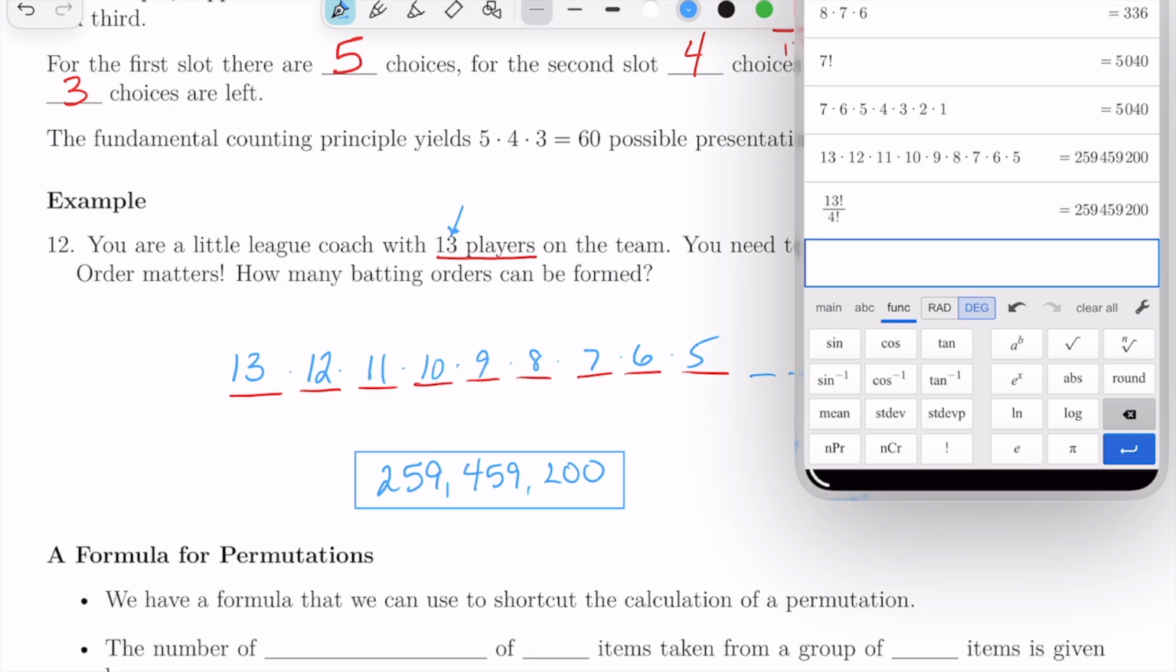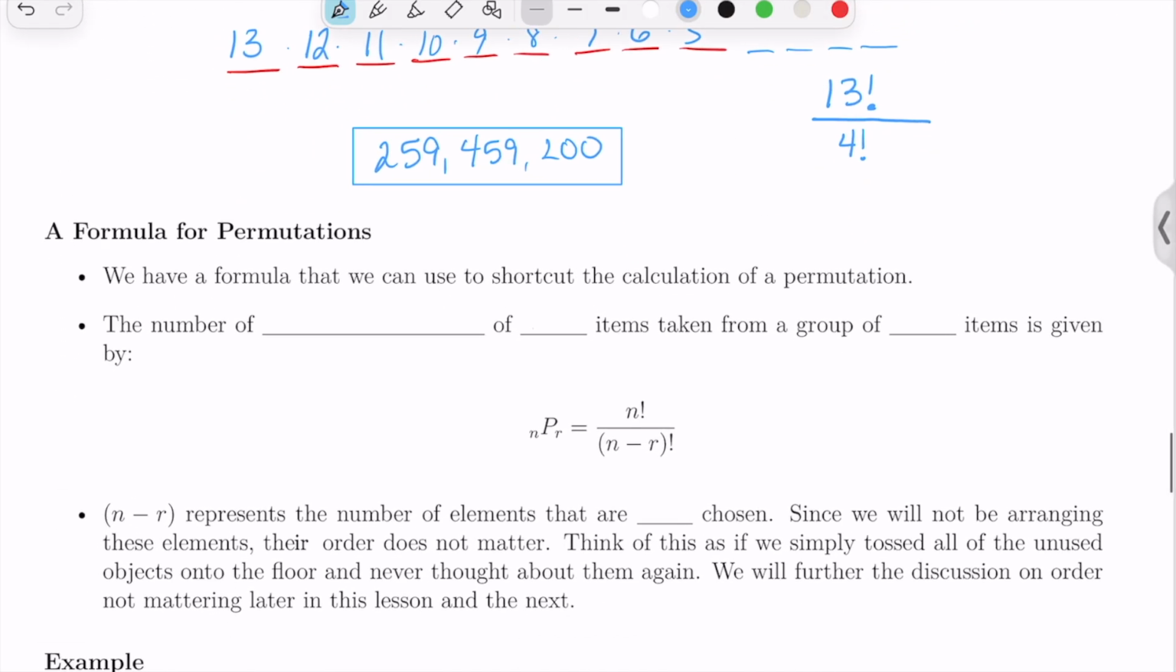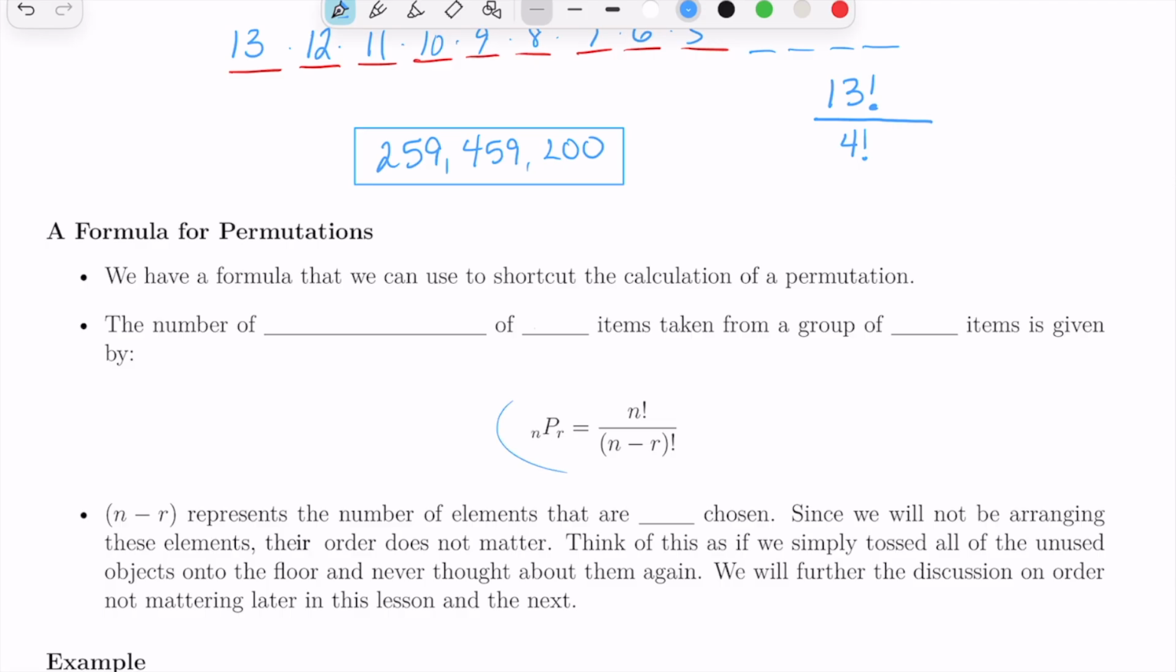Now, I don't necessarily expect you to just be like, oh, yeah, that makes perfect sense. I hope that it does. If you just don't want to keep going, we can just divide them out. And that's fine. But in math, that's such a common thing. We have a notation for that. If you look down here, that looks kind of familiar, hopefully. So we have a formula that allows us to shortcut this. The number of permutations of n items from a group taken r at a time is given by this.